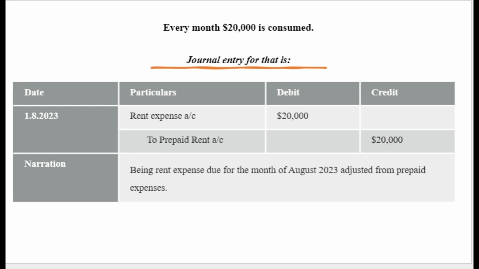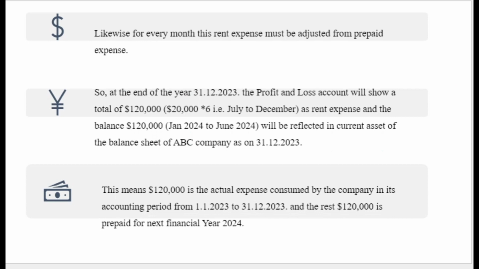So this entry is repeated at the beginning of the month till December 31 for the closing of the financial year, January to December 2023. For that financial year, this entry will be repeated every month. The effect of this entry would be $20,000 will be added onto the expense account, and $20,000 will be reduced from the prepaid rent account. Likewise, for every month, this rent expense will be adjusted from prepaid.